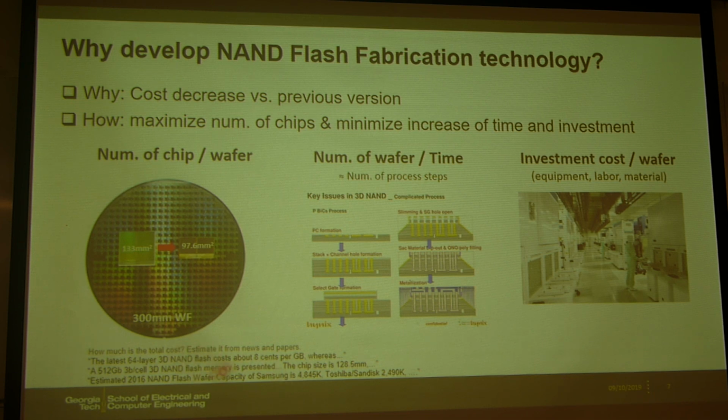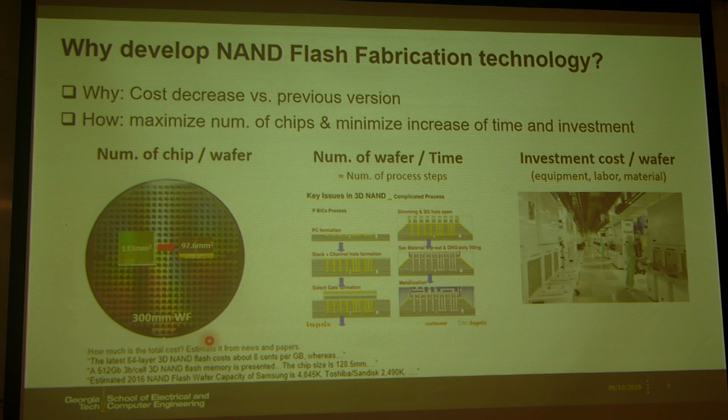Okay, so let's guess. How much is one chip? One NAND chip, a 512 gigabit NAND chip. How much does it cost? You can find it is 8 cents per gigabyte, right? And the capacity of one chip is 512 gigabit. So 512 gigabit in gigabyte is 64 gigabyte, right? So 64 gigabyte times 8 cents is 512 cents. So that is around $5.